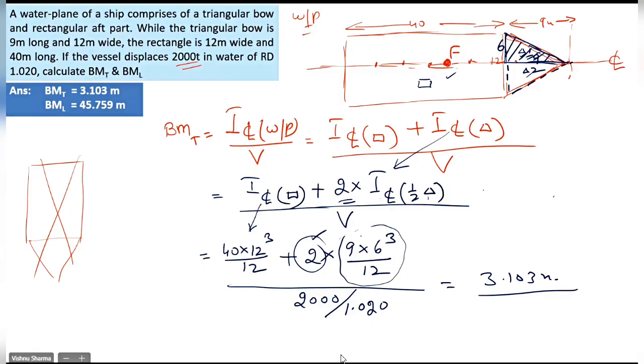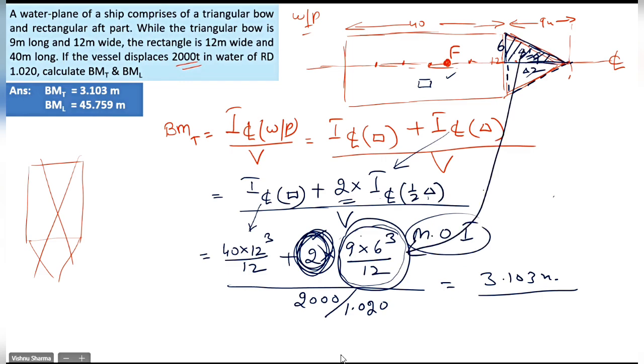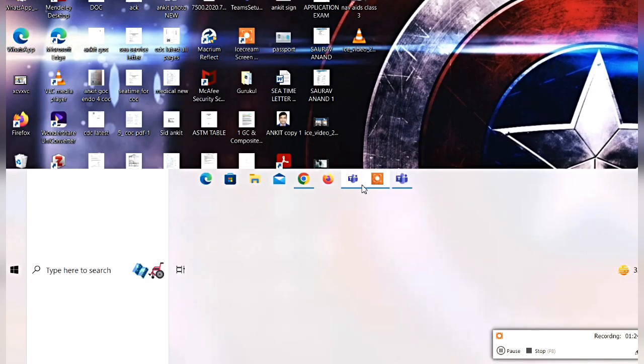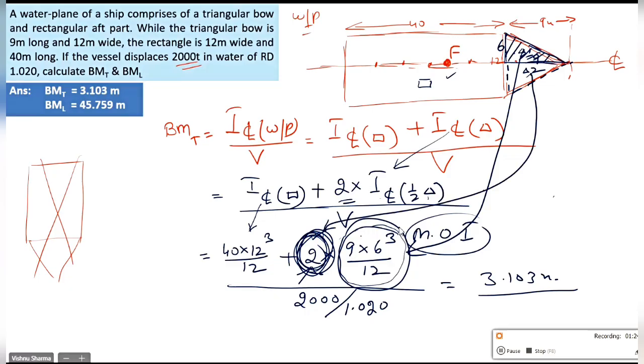What is this 2 for? This is to account for both the triangles, na. This is the MOI of one triangle, of this one, right? Correct? Correct, sir. And we have multiplied by 2 to account for this second triangle also, na beta? It is going to be the same. You are right. That's why we have multiplied by 2. What is this 2 for, beta? This is what I'm asking you. Not getting? Okay, sir, I got it.